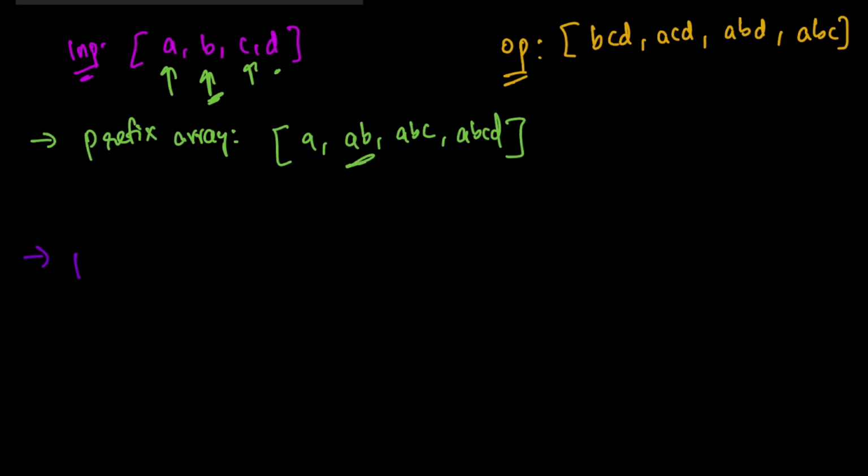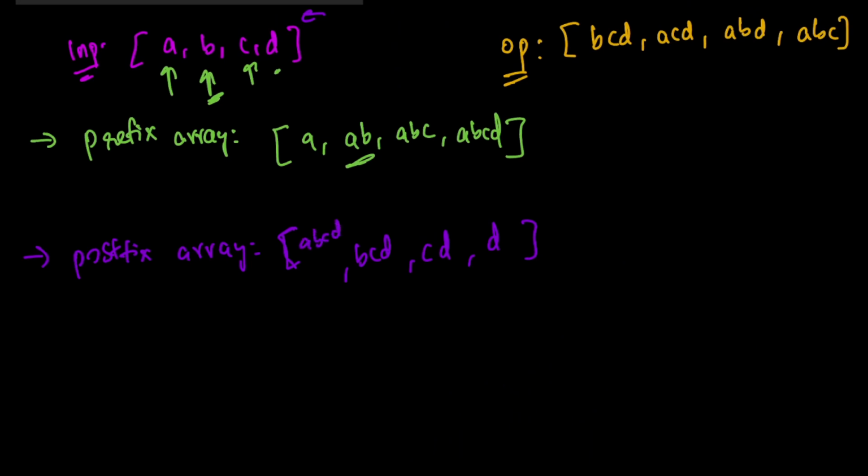For the postfix array, I do the same thing, but I do it from the reverse of the list. Initially the element would be D, and then the next element would be D into C, which would be CD. Similarly for B, it will be BCD, and for A, this will be ABCD.